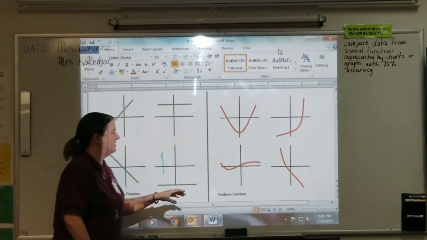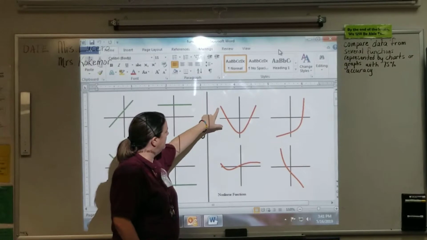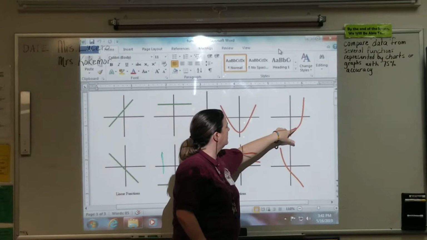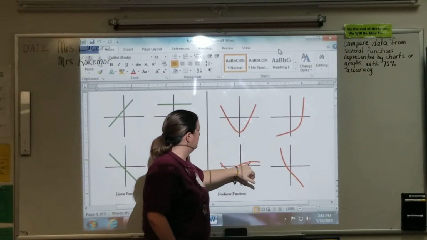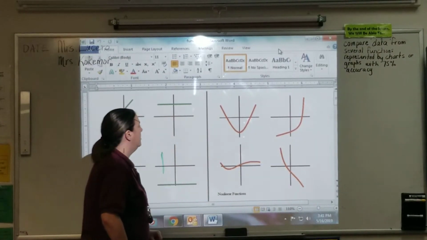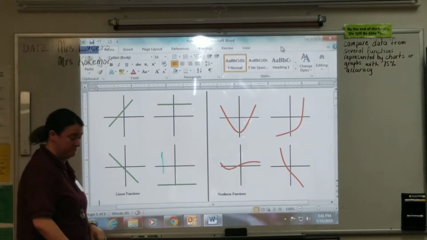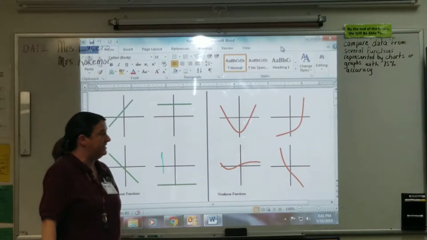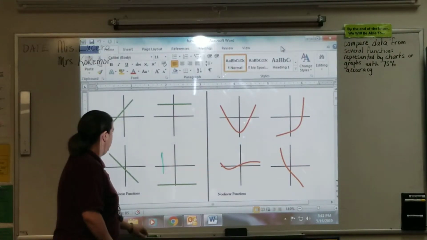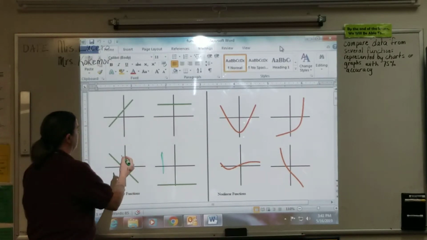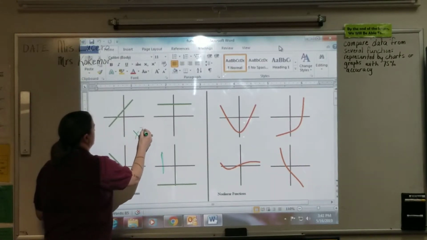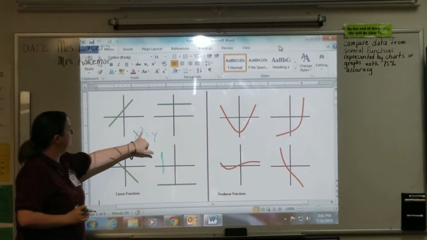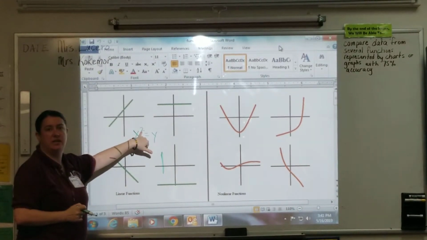Here are some other types of functions that you can get, okay? You have one that makes the shape of a parabola, and you have all of these that curve like this, and they are different types of functions, okay? So not all functions are straight lines, okay? So an exponential function is an equation that has an exponent in it, okay? So if you have something like x squared equals y, remember this little number right there is an exponent.